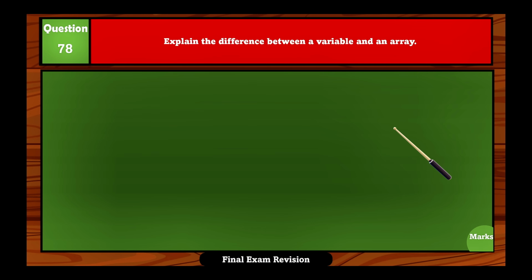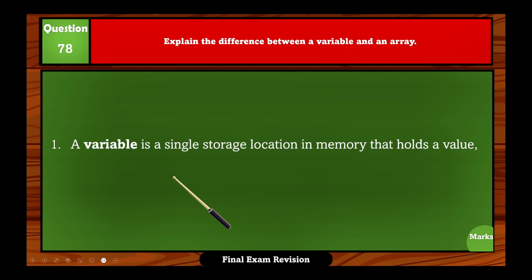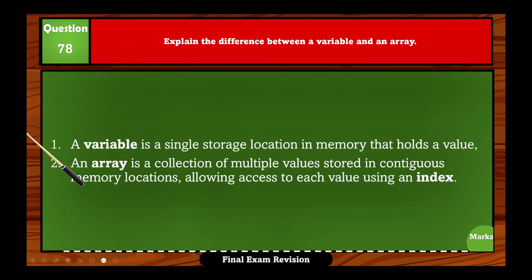Okay, explain the difference between a variable and an array. So a variable is a single storage location in the memory that holds a value, while an array is a collection of multiple values stored in a continuous memory location, allowing access to each value using an index.